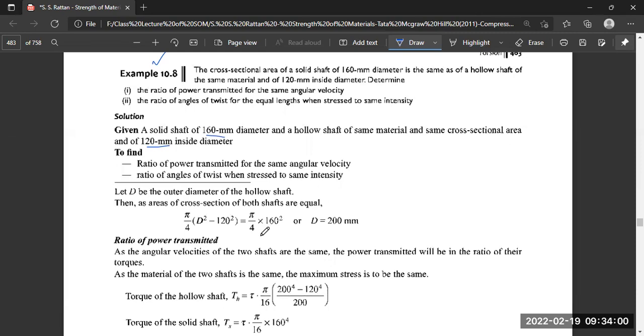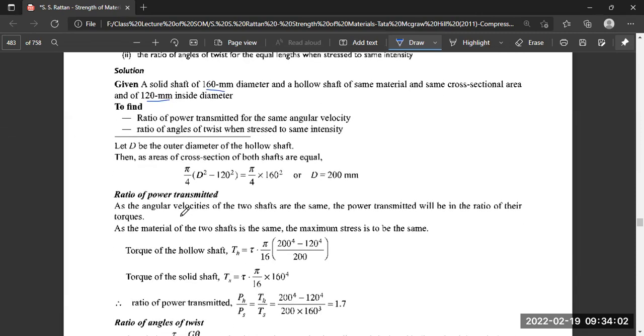Now, the ratio of the power transmitted. As the angular velocities of the two shafts are the same, the power transmitted will be in the ratio of the torques.